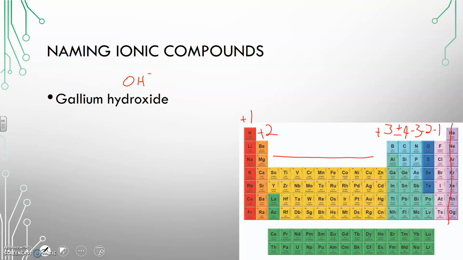So this is why those charges are important. And then we have gallium. If we look, gallium has a +3 charge to it. Each hydroxide has a -1 charge. So you need to have 3 hydroxides in order to balance this charge. So we have a Ga.